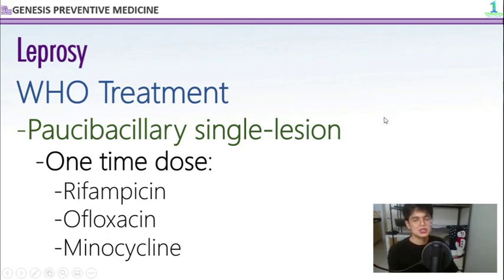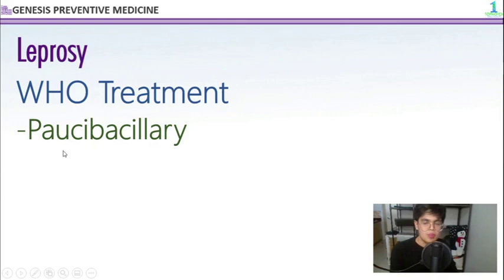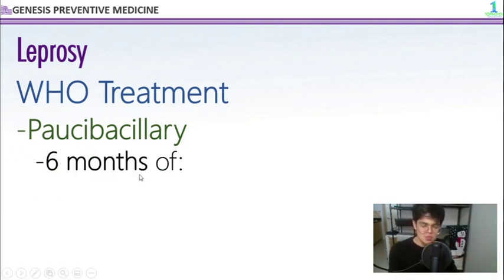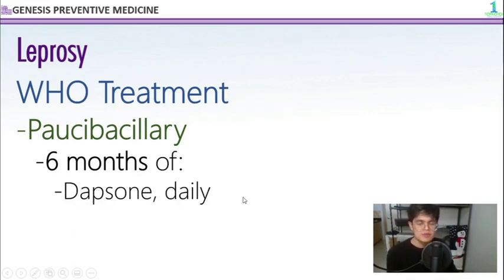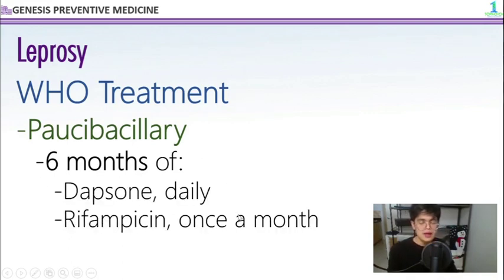Paucibacillary single lesion. But for paucibacillary, which is different from paucibacillary single lesion, you will need a 6-month regimen. That's 6 months worth of daily dapsone and a once a month dose of rifampicin. So DR.